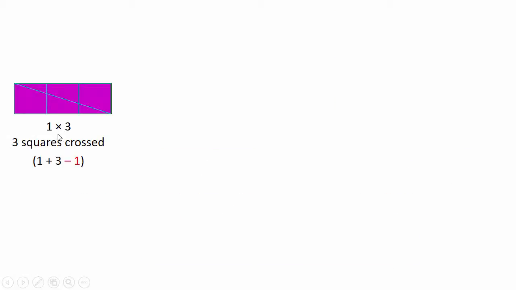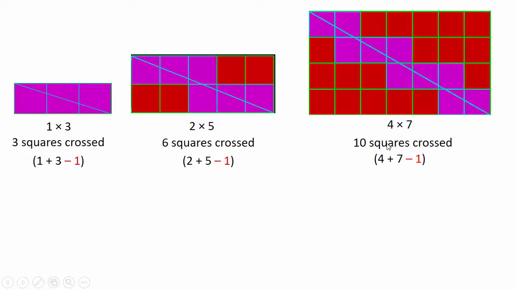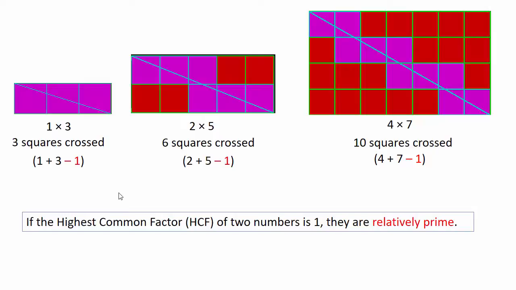What about this sort of situation, 1 by 3? As before, we know that 3 squares are crossed. We can write that as 1 plus 3 minus 1. A 2 by 5, 2 rows, 5 columns, 6 squares crossed. 2 plus 5 minus 1 seems to work. And finally, a 4 by 7, 10 squares crossed, 4 plus 7 minus 1. So minus 1 seems to be working in all cases. But it's not always true.